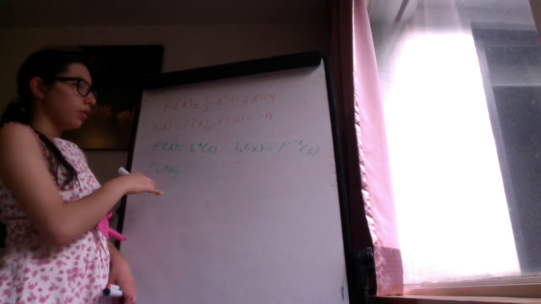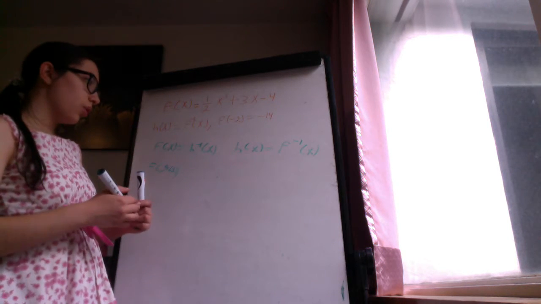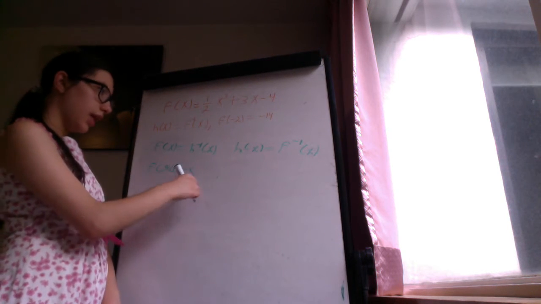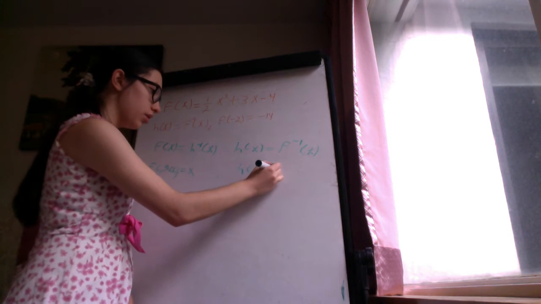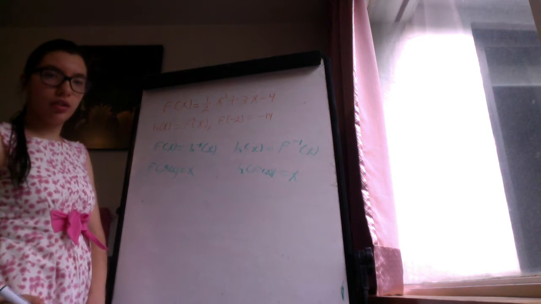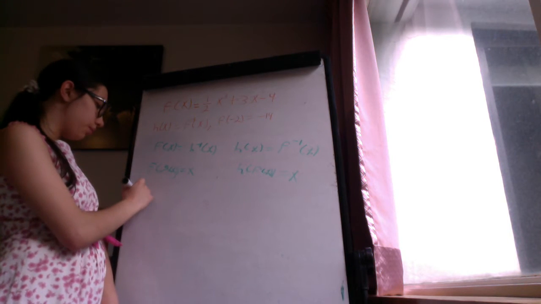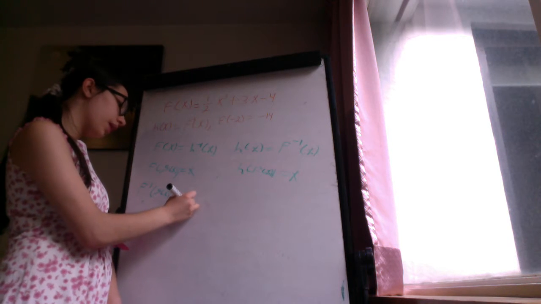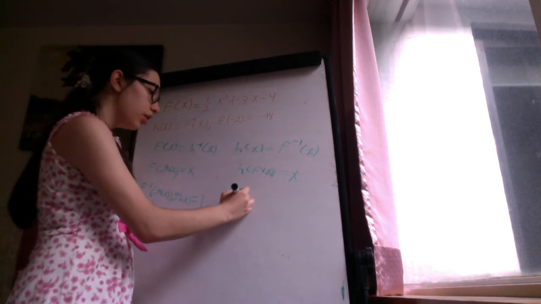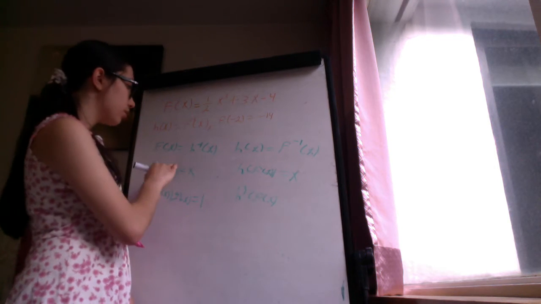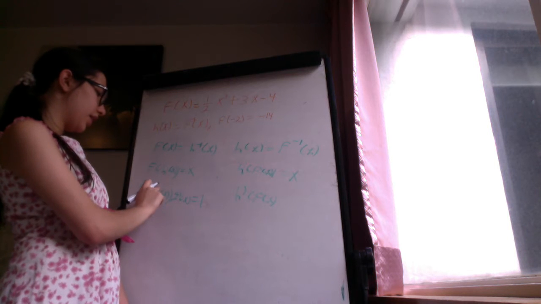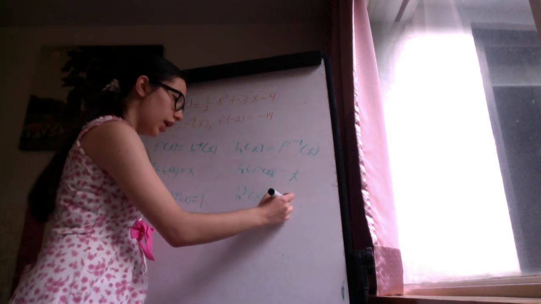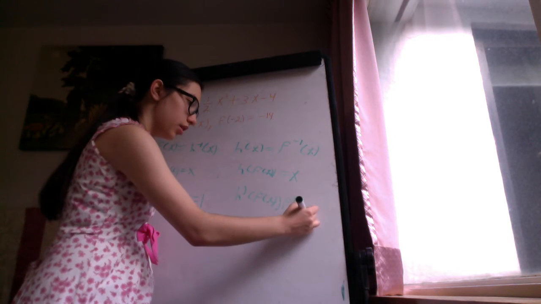When we apply the function to the inverse function, we always have x. So f of g of x is x, and here also h of f of x is x. So now implicit differentiation, the derivative of this will be f prime of g of x times g prime of x is equal to 1. Here h prime of f of x, sorry, h, I don't know why I put g. So h prime of f of x times f prime of x is equal to 1.